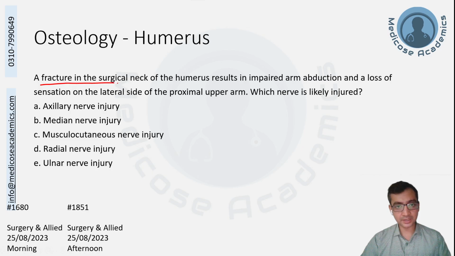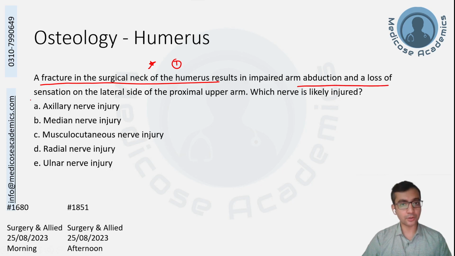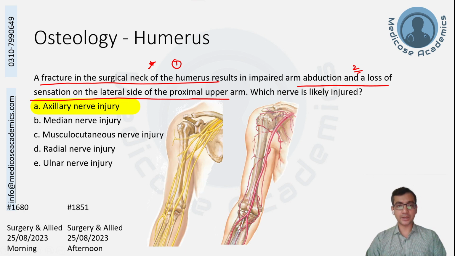The fracture of the surgical neck of humerus alone gives the answer. This is the clue number 1. And here is the function of the nerve given, abduction and the loss of sensation over lower aspect of proximal forearm or proximal arm. That is point 2. So the correct answer here is from the options: axillary, median, musculocutaneous, radial, ulnar. So axillary nerve is the correct answer.